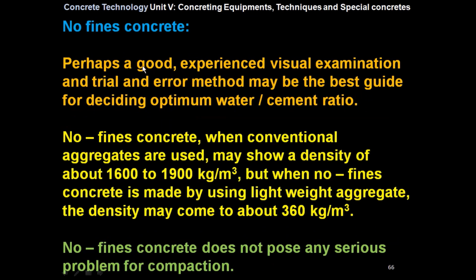Perhaps a good experienced visual examination and trial and error method may be the best guide for deciding optimum water cement ratio. No-fines concrete, when conventional aggregates are used, may show a density of about 1600 kg per meter cube to 1900 kg per meter cube, but when no-fines concrete is made by using lightweight aggregate, the density may come to about 360 kg per meter cube.